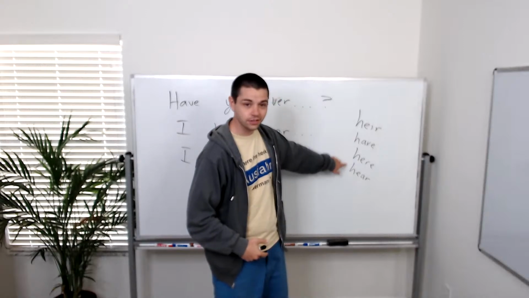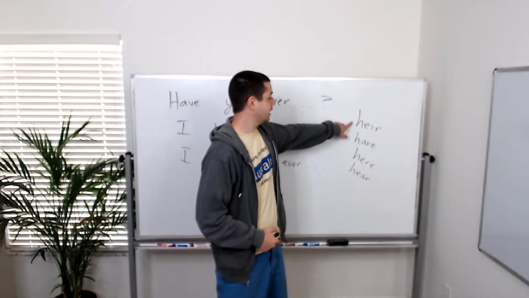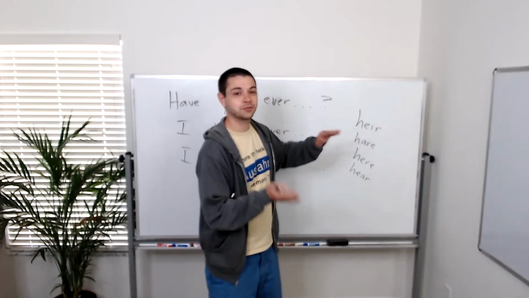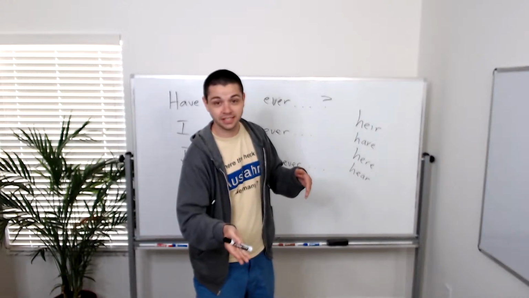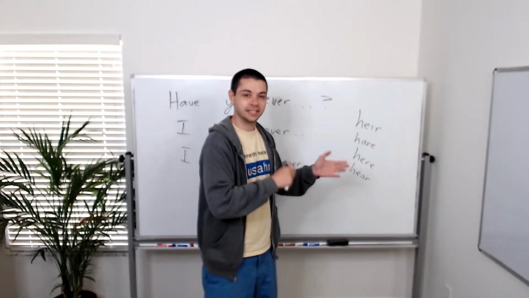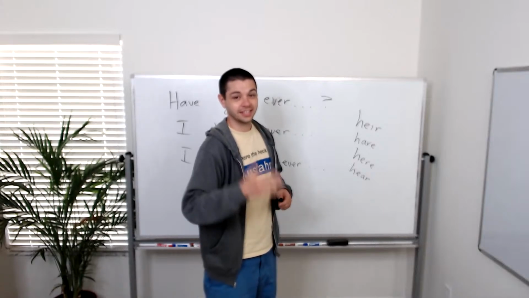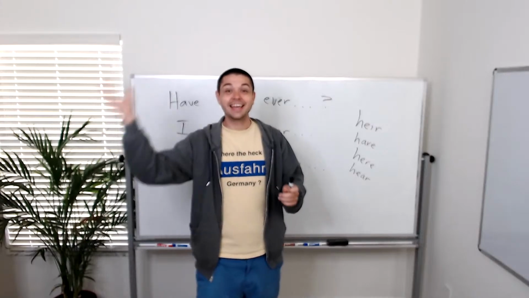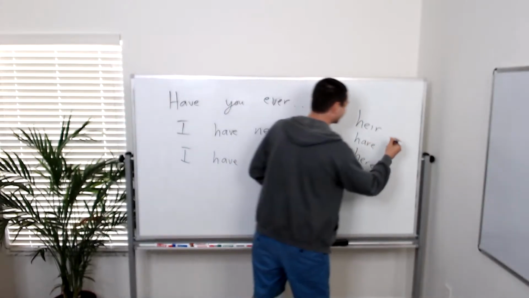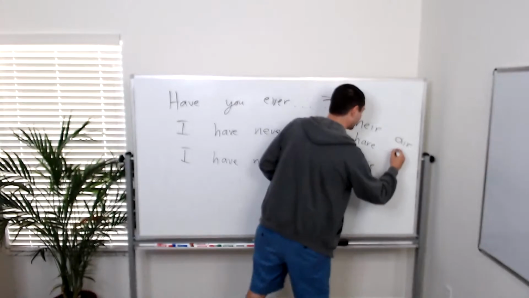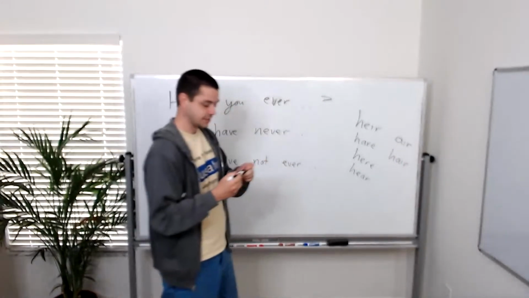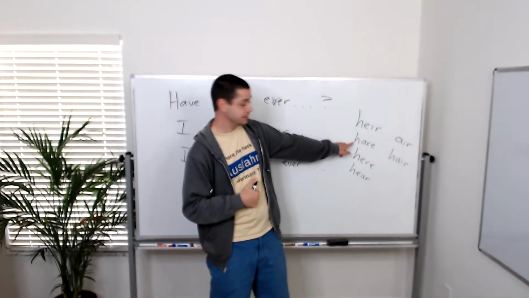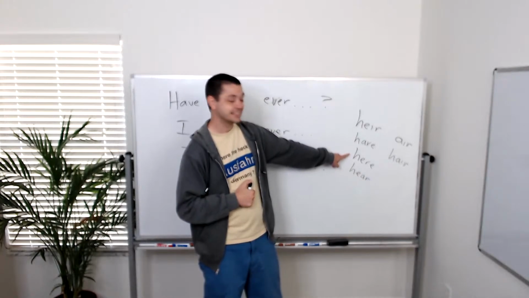So these two words, here, hare, and this one is heir. And this is, after the king dies, his son becomes the king. So the son right now is the heir to the kingdom, to the throne, right? This is heir, but it sounds the same as hair, right? So we have heir, hair, and here.